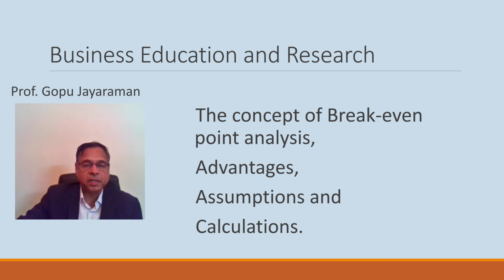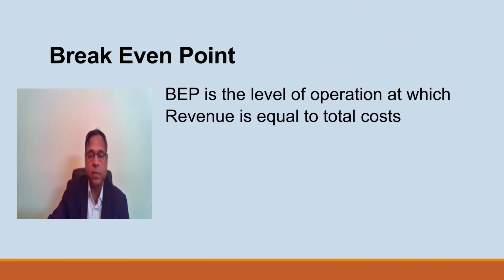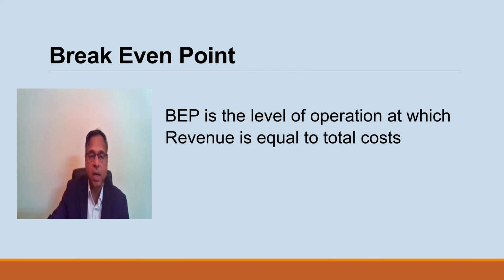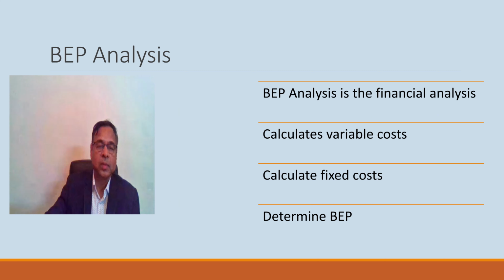In this video, let us see the concepts of break-even point analysis, its advantages, assumptions, and calculations. Break-even point is the level of sales revenue at which the company recovers its total cost and there is no profit or loss. The break-even point can be calculated in terms of units or value of sales. The break-even point analysis is a financial analysis in which we calculate the variable cost and fixed cost and determine the units to be sold at a given selling price per unit to recover the total cost without incurring loss or making profits.